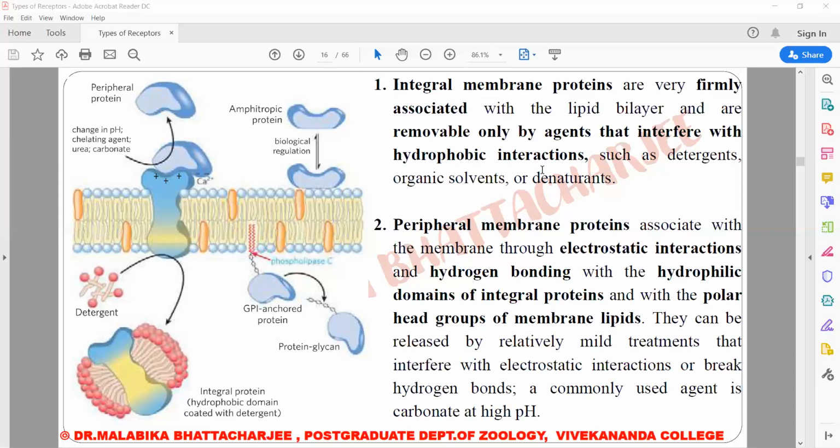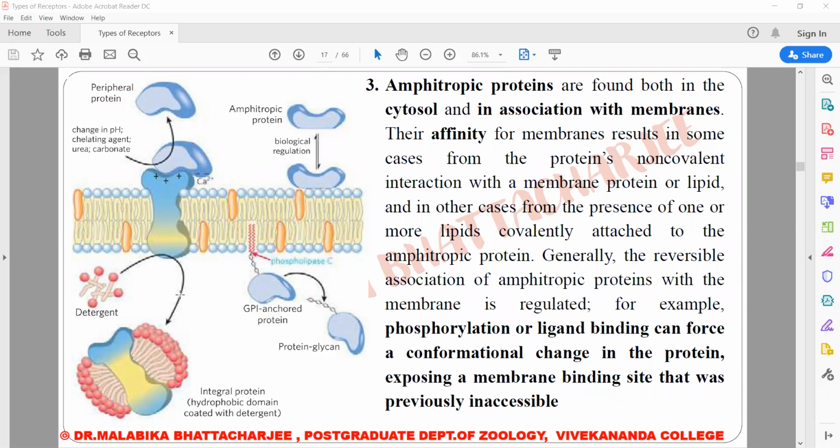This property that certain proteins have is known as amphitropic property. Peripheral proteins can be easily separated from the membrane, but to separate integral proteins, detergent is needed. Detergent can usually bind with integral proteins and coat them, and can thus separate integral proteins from the lipid bilayer. So I told about the amphitropic proteins.